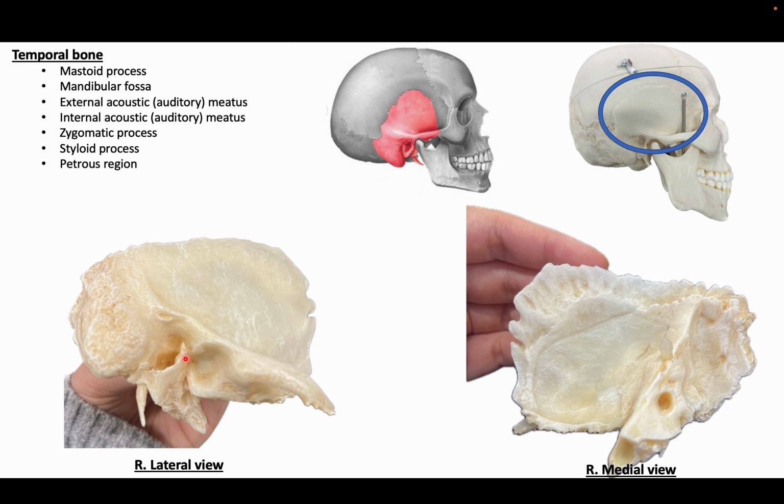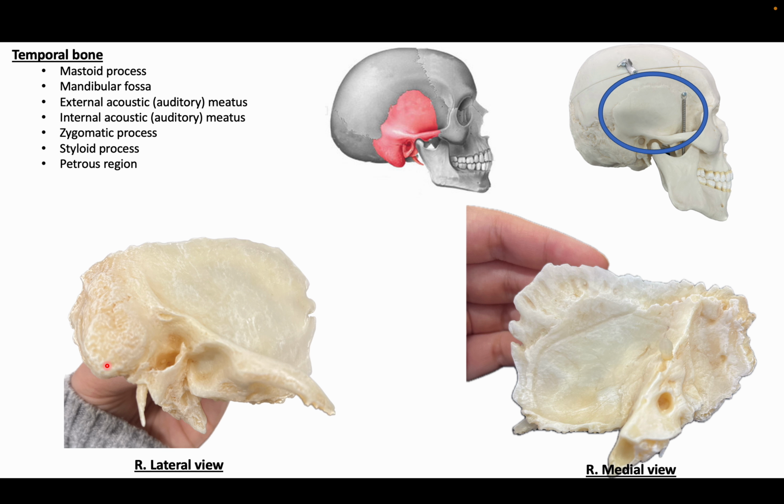The petrous region is pretty much this entire region right here. This is the petrous region, and this region pretty much contains all the inner part of the inner ear, which are the cochlea, the vestibule, and the semicircular canals. This region is all the way inside of your ear, and this is the region that is pretty much responsible for hearing and balance. So you have the petrous region right here.